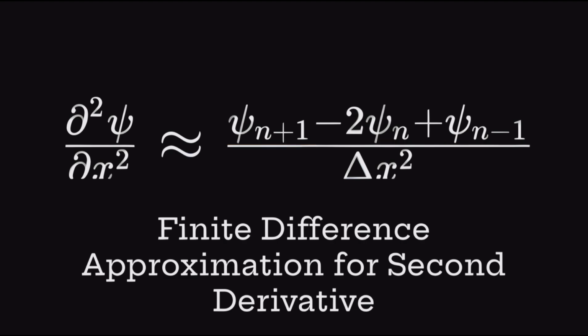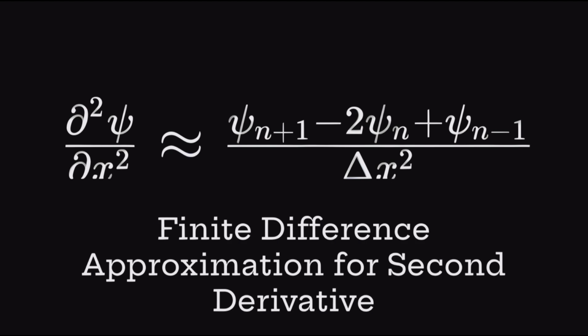Psi at n plus 1 is the value of the wave function at the next point. Psi at n is the value of the wave function at the current point. Psi at n minus 1 is the value of the wave function at the previous point. Delta x is the step size or the distance between 2 points in the approximation. The second derivative tells us how fast the rate of change is changing.